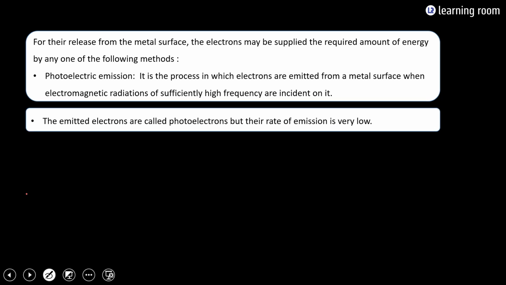Through this process, whatever electrons get emitted are called photoelectrons. This is another important word that you need to have in your list. They are called photoelectrons, but their rate of emission is generally very low.